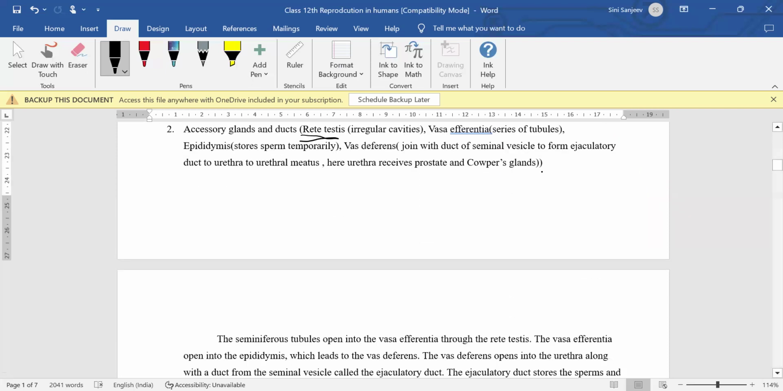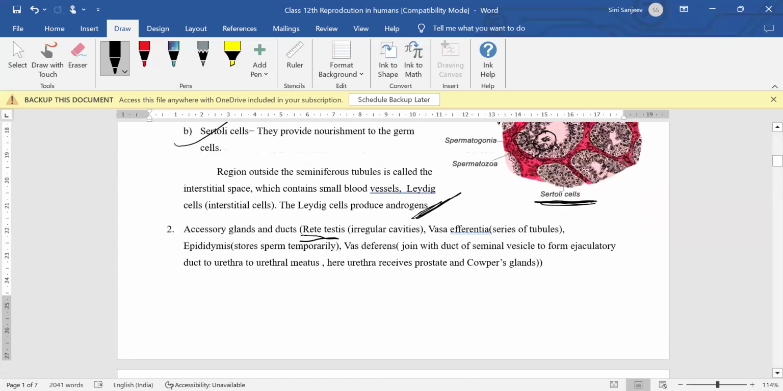Then comes the vas deferens. Now, the ducts of the seminal vesicles: that particular joining of the vas deferens with the seminal vesicle forms what? An ejaculatory duct. Ejaculation means, from where the sperms are going to pass out into the female body, right? So the vas deferens joins the seminal vesicle to form the ejaculatory duct. From the ejaculatory duct, next it goes into where?